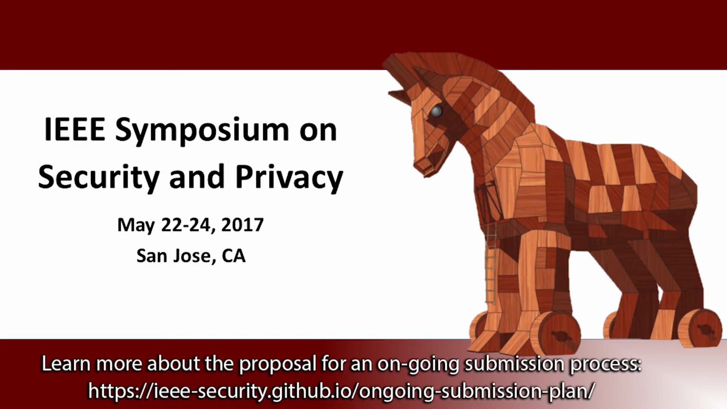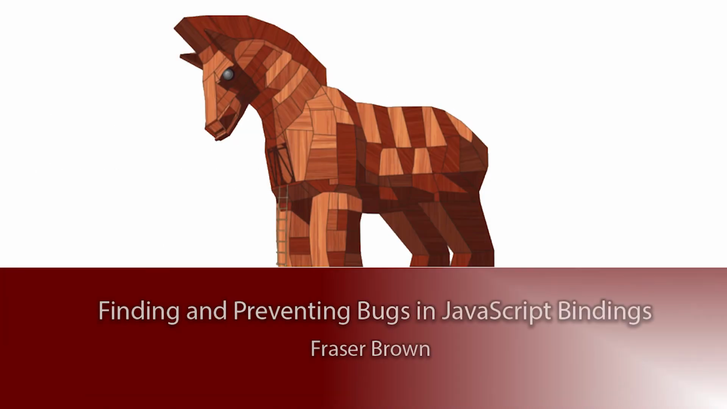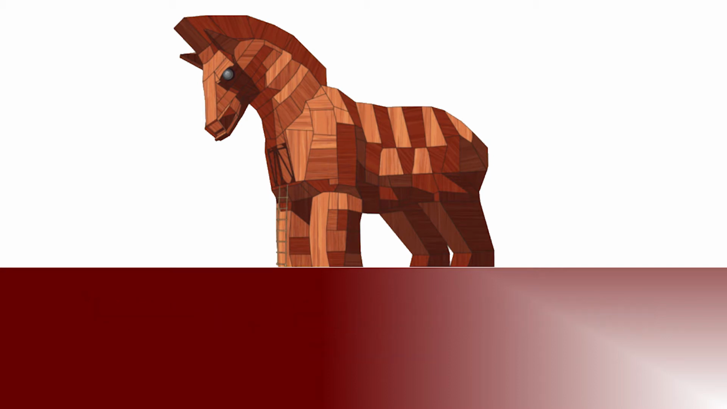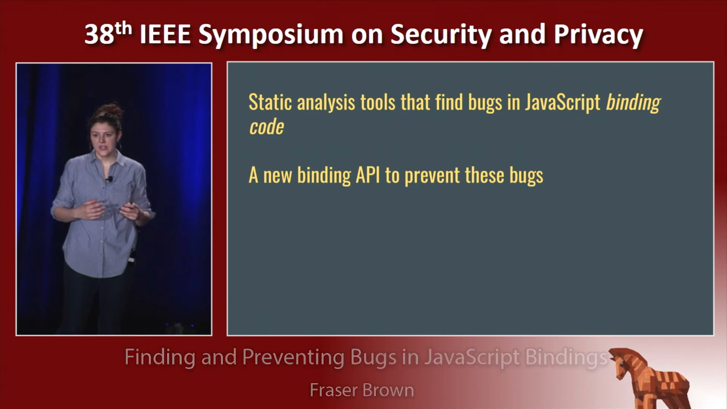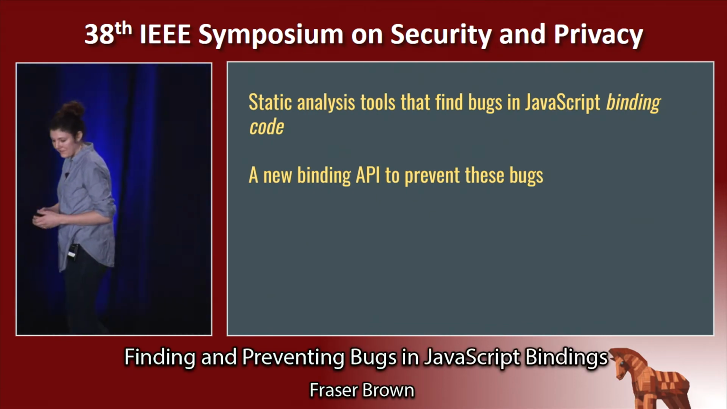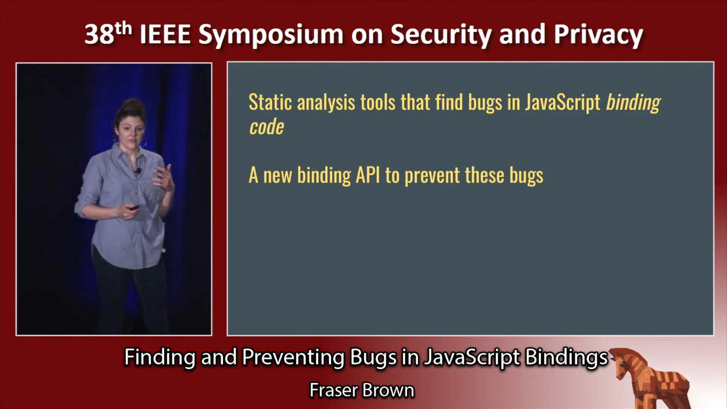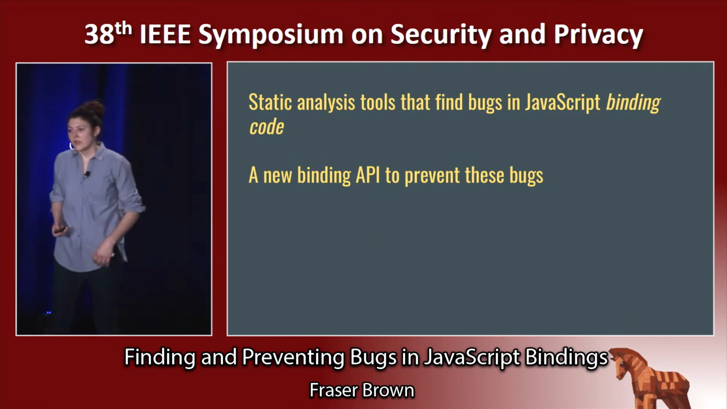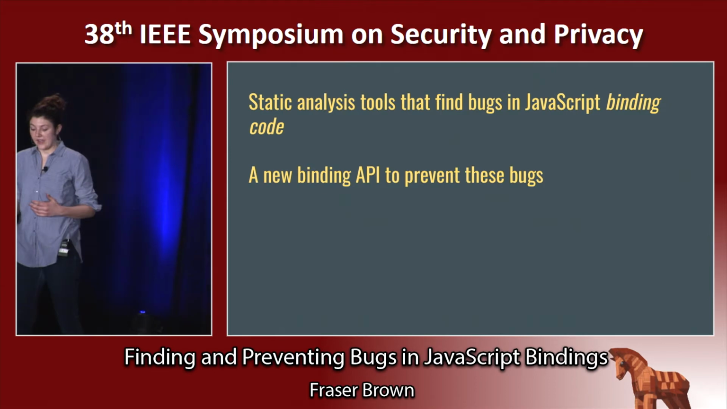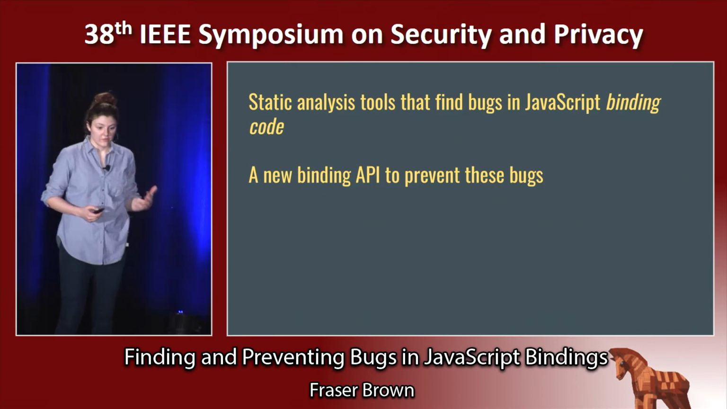Hi. So we're going to be talking about two things today. The first is programs that look for bugs in the glue code between C++ and JavaScript. That glue code is called binding code. And second, we found a lot of binding errors happen for the same reasons again and again. So we made a new binding layer API that prevents these errors by construction.